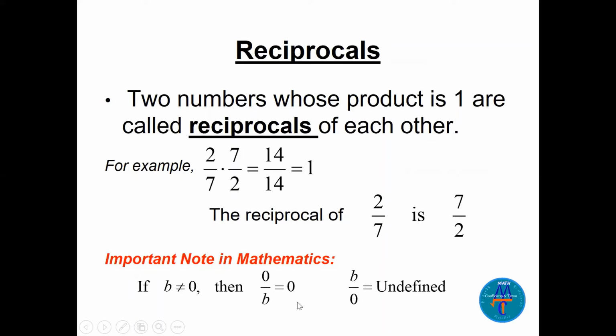Just a simple remark at the end here, I put here. If you have b not 0, 0 over b is 0. So 0 divided by any number not 0 is equal to 0. But b divided by 0 is undefined. This is not real. So if somebody asks you, what is 5 over 0? Some number over 0. Oh, undefined, or not possible, or not real. But if you have 0 over 5, 0 divided by 5, yes, it is 0.